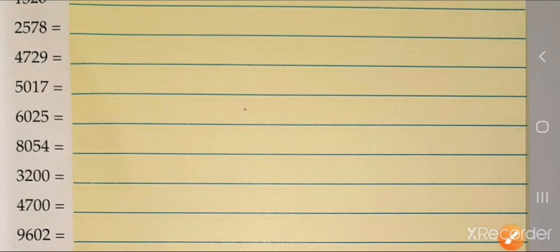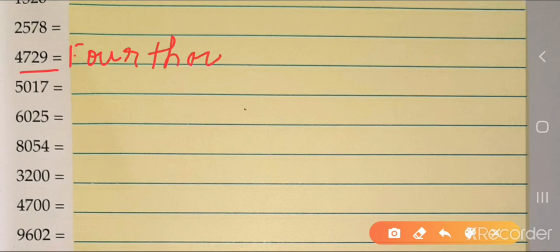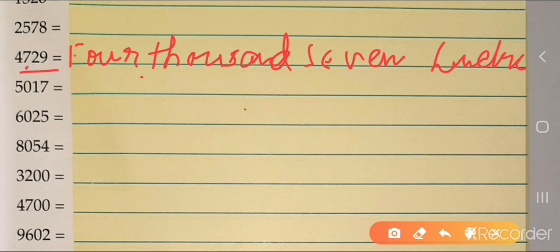Okay, next one. What is on the thousands place? 4. So we'll write 4,000 because 4 is on the thousands place. Okay, whichever number you have, you have to find the place value, and after that you will find the number name. Okay, so 400, 7 is on the hundreds place, so 4,700 and 29.